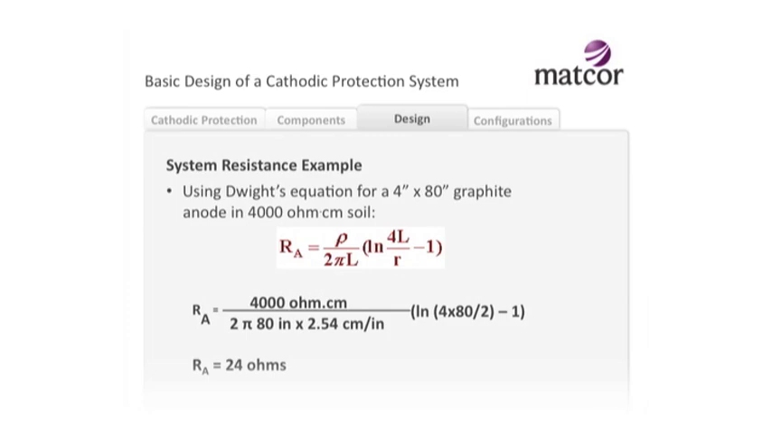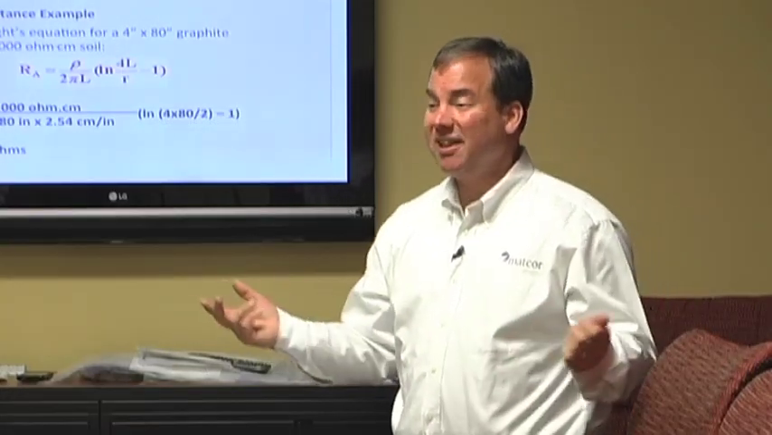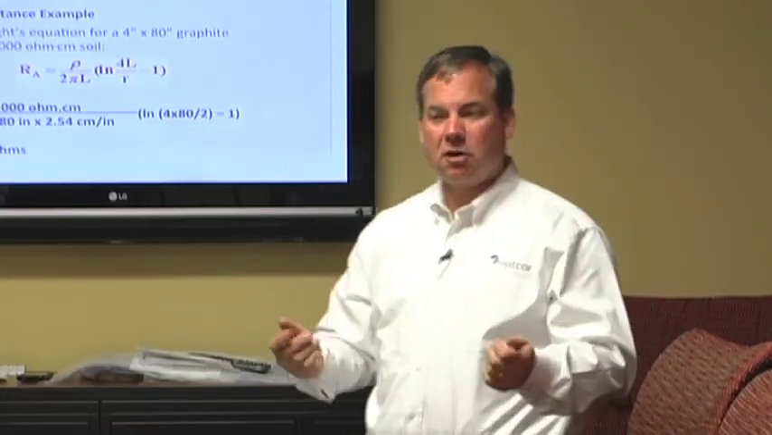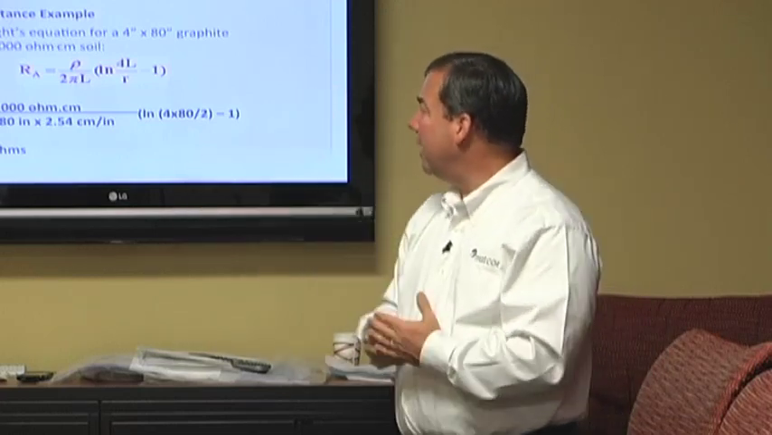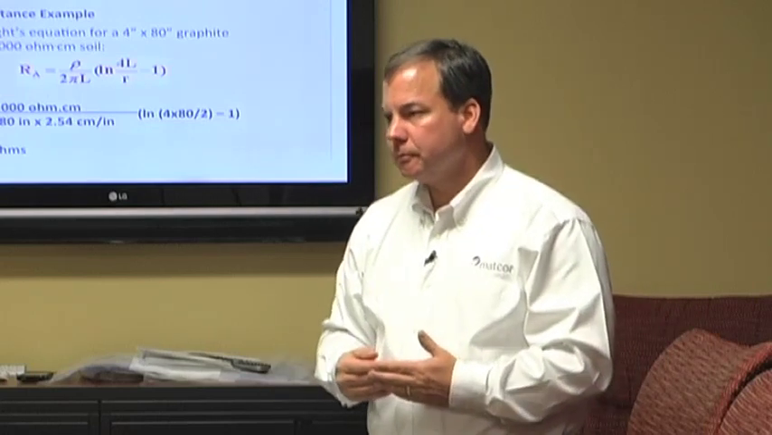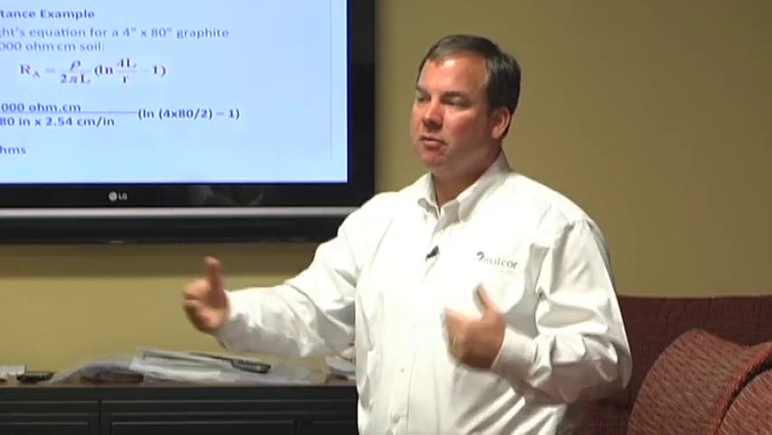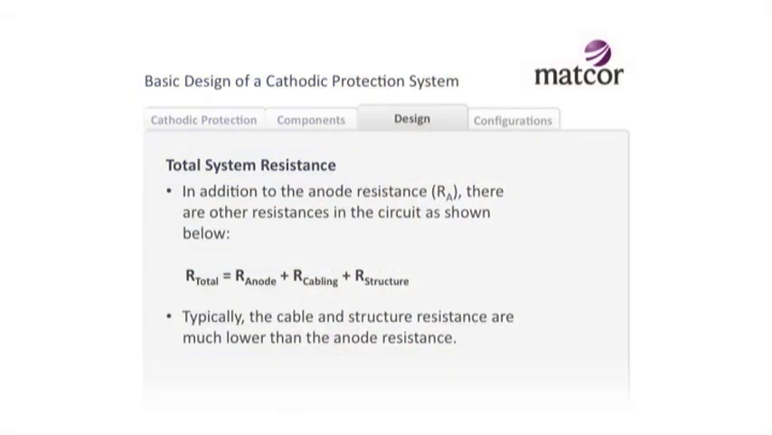If someone told me they had soil and it was not in the desert and it wasn't in the Gulf Coast, in a marshy area, I would use 4,000, 5,000 ohm centimeter soil as just a guess until we had some data. So that's a common soil resistance. That 4-inch by 80-inch graphite, when you run the math, is going to have about 24 ohms resistance, which means to get 1 amp of current off of it, I need 24 volts, because V equals IR.